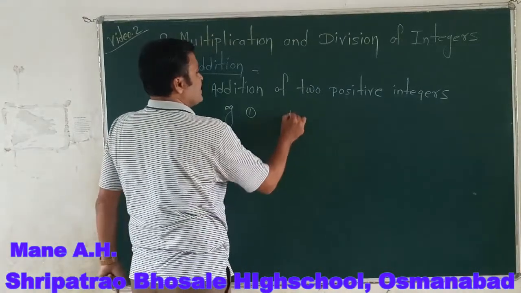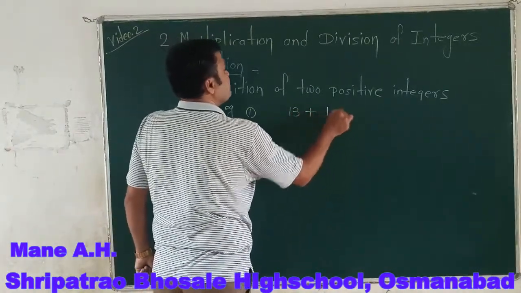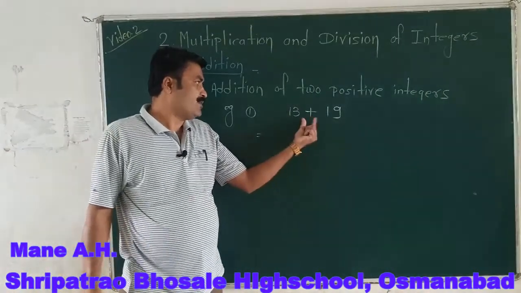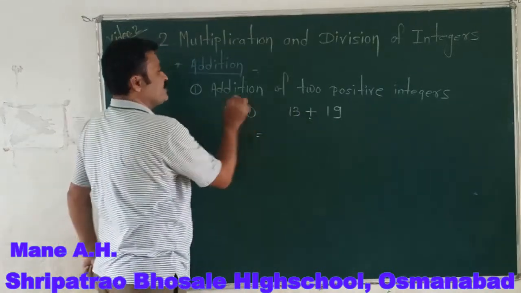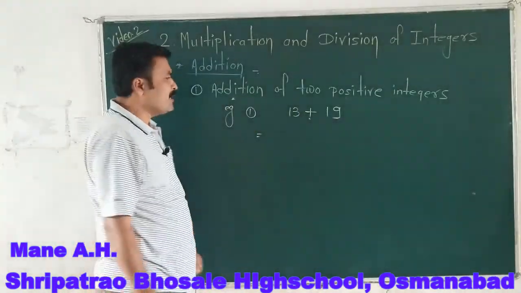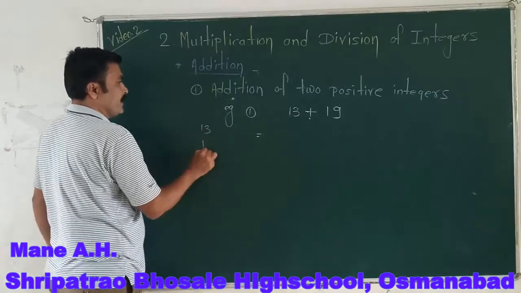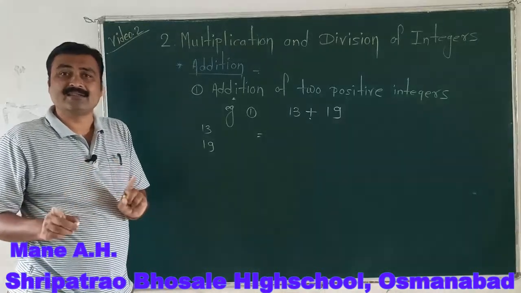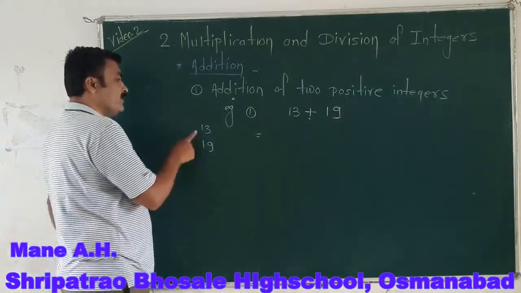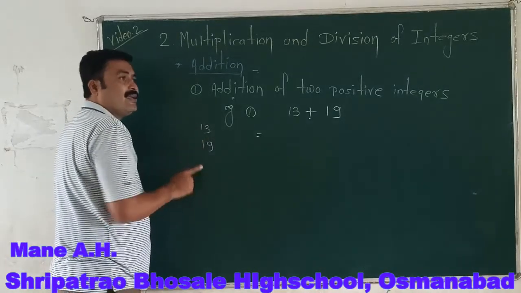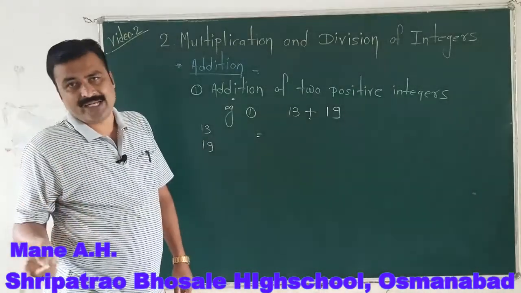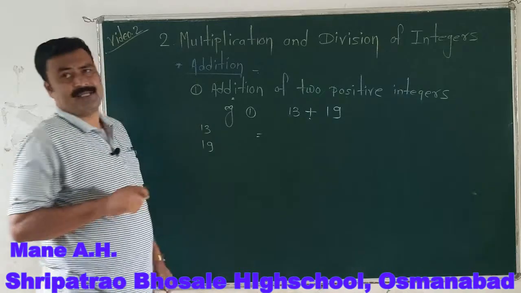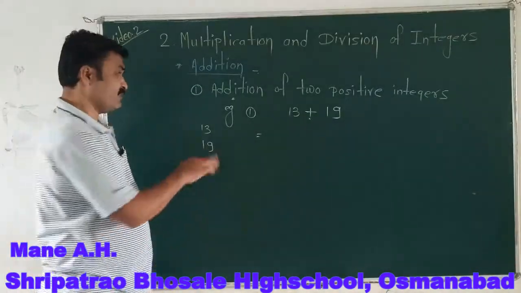Now here I am taking 13 plus 19. While taking this example, the plus sign that we use between these two numbers indicates the operation of addition. Now number 13 and number 19. While writing these two integers here, I am not using a sign. Now we learned in the last video that when we write any number without a sign, it is always supposed to be a positive integer. कोणतीही संख्या चिन्ह न वापरता लिहिली तर ते आपण नेहमी धन पूर्णांक म्हणून ओळखतो.